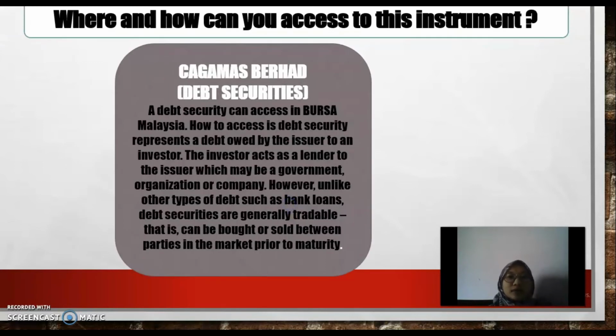Where and how can you access the instrument in Cagamas Berhad debt security? A debt security can be accessed in Bursa Malaysia. How to access debt security? It represents a debt owed by the issuer to an investor. The investor acts as a lender to the issuer, which may be a government, organization or company. However, unlike other types of debt such as bank loans, debt securities are generally tradable. That is, they can be bought or sold between parties in the market prior to maturity.